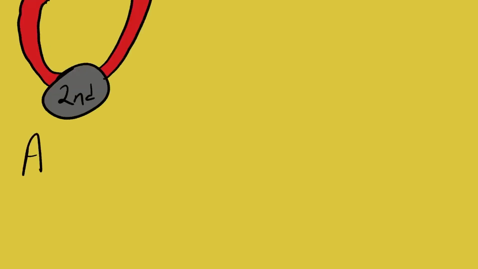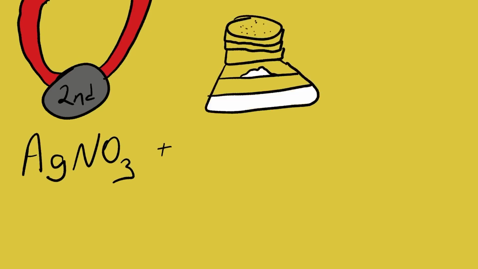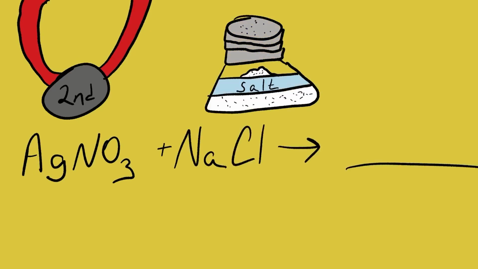Write the chemical equation for a reaction that would occur between silver nitrate and sodium chloride. First, we're going to write down what we know. We have silver nitrate and sodium chloride reacting together. That means that these are reactants. Next, we notice that both of our reactants in this reaction are compounds. This is a huge indicator that this is going to be a double replacement reaction.